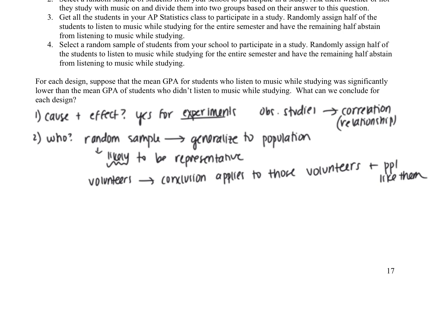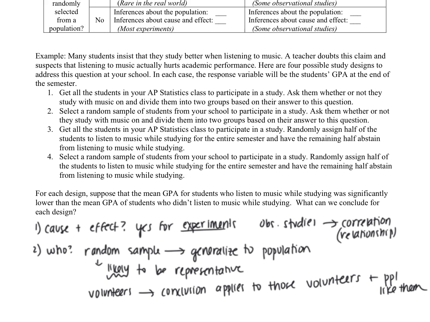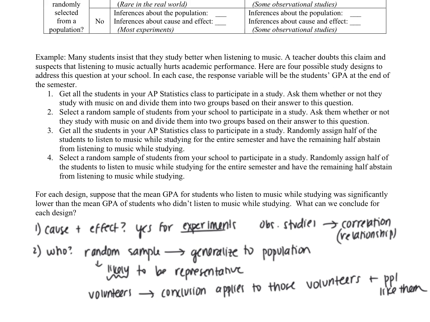Okay, so we're going to look at the four cases that are above. This relates to some of you. Many students insist that they study better when listening to music. As teachers, sometimes we doubt this, and we think that maybe listening to music can actually hurt academic performance. So here are four possible study designs. And what we're going to do at the end of a semester or a unit or something, we're going to look at students' GPA. So this is the question down here.